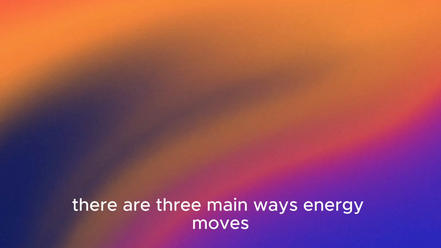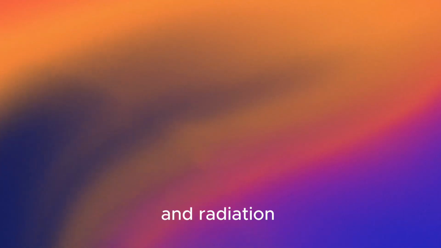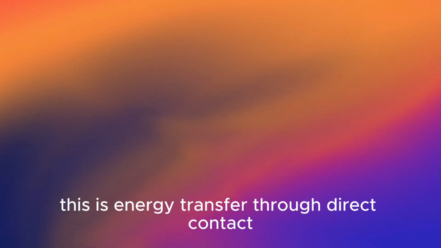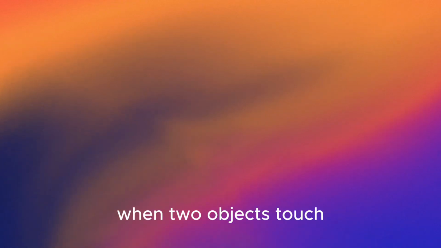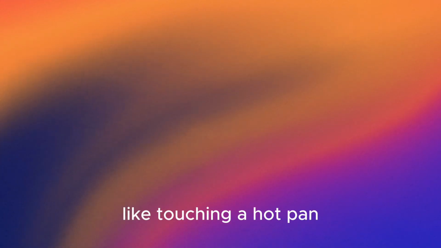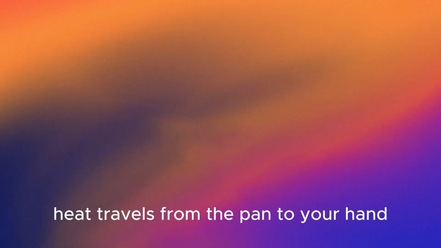There are three main ways energy moves: conduction, convection, and radiation. Let's break them down. First, conduction. This is energy transfer through direct contact. When two objects touch, energy moves from the hotter object to the cooler one, like touching a hot pan. Heat travels from the pan to your hand.